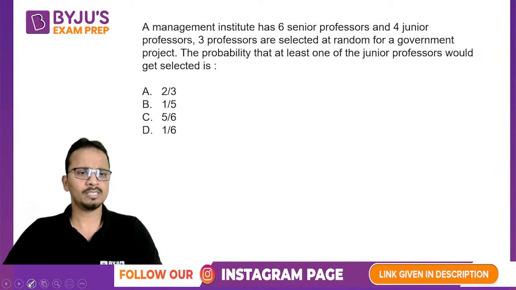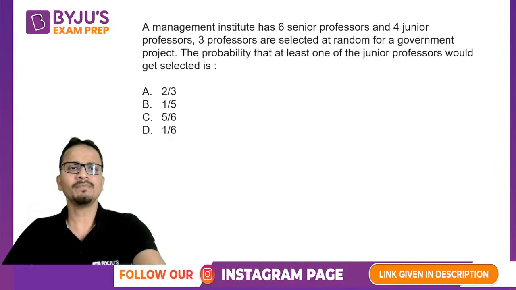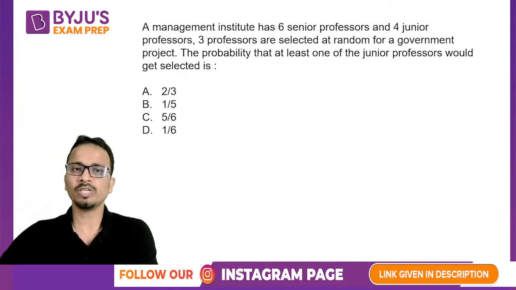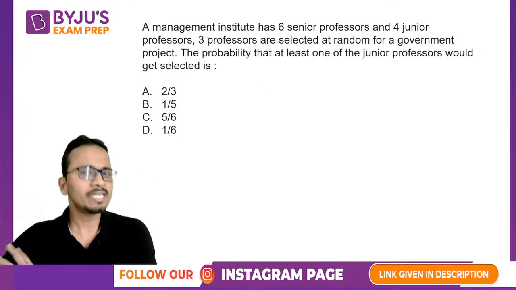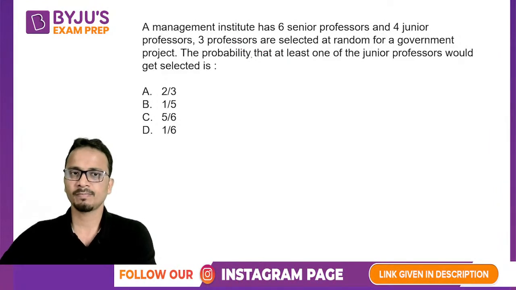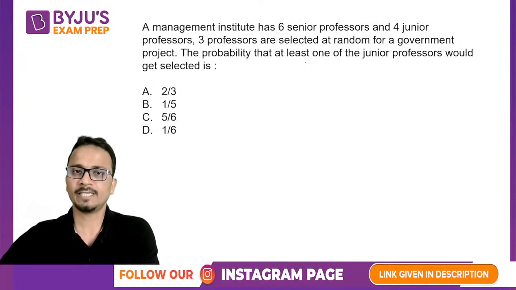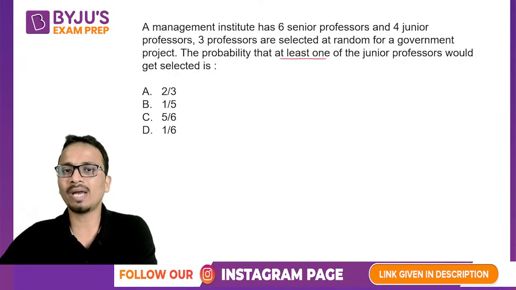So let's start solving this one. The question says that there are 6 senior and 4 junior professors and we need to select 3 professors out of them. Find the probability that at least one junior professor would be selected. Now the question is at least one to be selected.